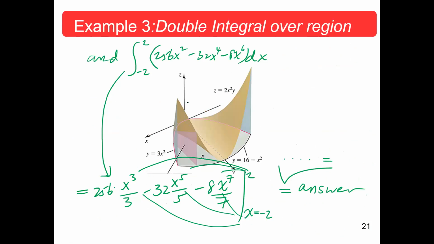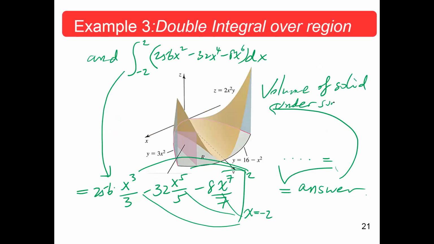In this question, what we have computed is basically the volume of the solid under the surface. Okay, so this answer here basically talks about the volume of the solid under the surface z equals 2x squared y over the region R. Okay, the region R or S. Do we call it region S? Yes, so which is going to be this part of the solid, right, under that surface.